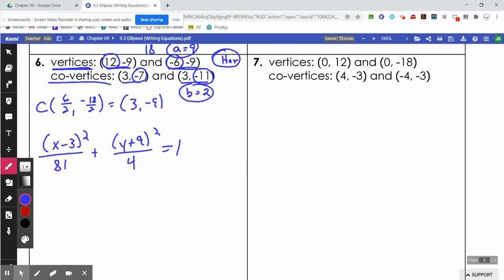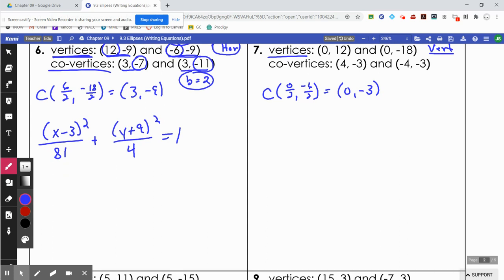Okay, vertices 0, 12, and 0, -18. Those 2 points are above each other. Since those are the vertices and they're above each other, that means that this is a vertical ellipse. And you can graph that if you have trouble seeing it. The center of this ellipse, to find it, we're going to add our x's, and you can do it for your vertices or co-vertices. Add your x's, divide by 2. Add your y's, divide by 2. So the center is going to be located at 0, -3. So your equation now looks like this. X squared, you don't have to do plus or minus anything. Y plus 3 squared is equal to 1.